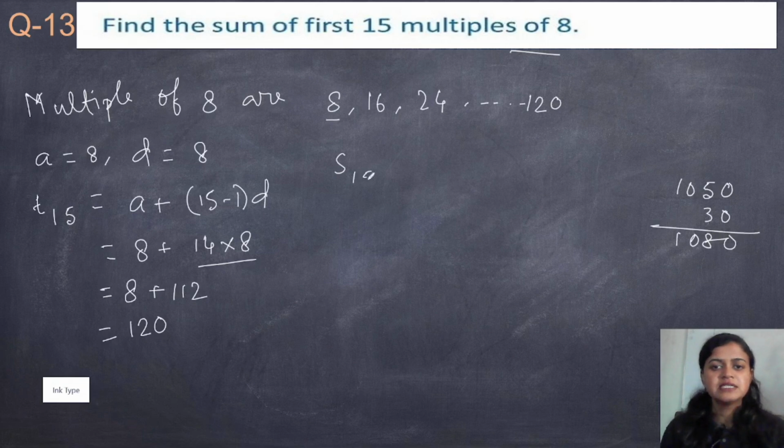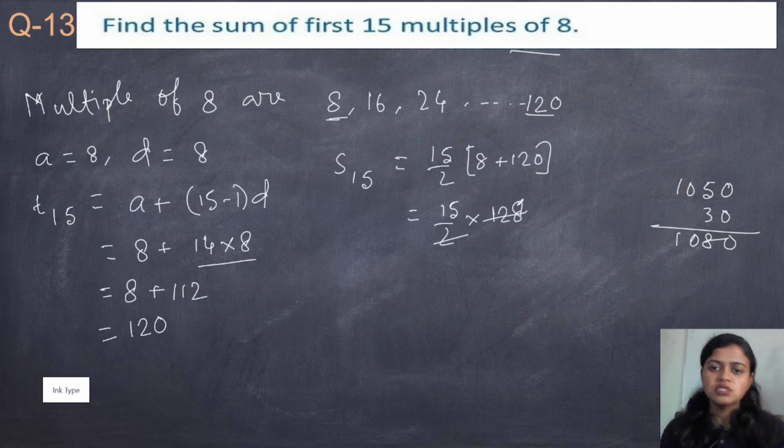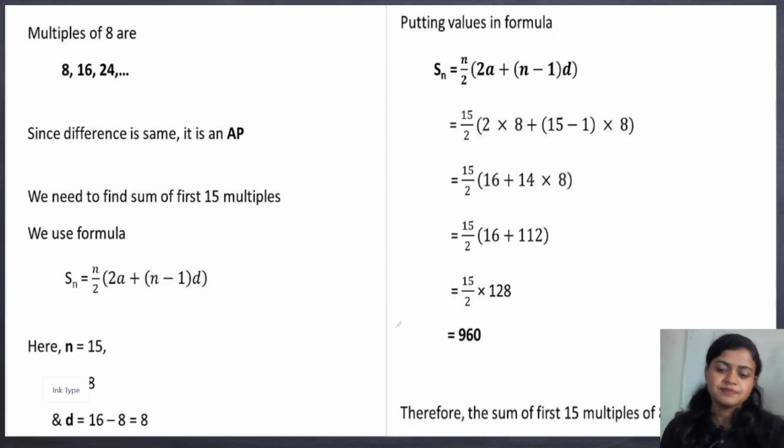Now we'll find S15. S15 equals 15 by 2. We know the first term and the last term, so we can put the values in the formula: first term plus last term, 8 plus 120, that is 128. So 15 by 2 into 128. We cancel out 2, and it becomes 15 into 64. 15 times 6 is 90, and 15 times 4 is 60, so it means 960. So 960 is the answer in this case. You can check this solution.